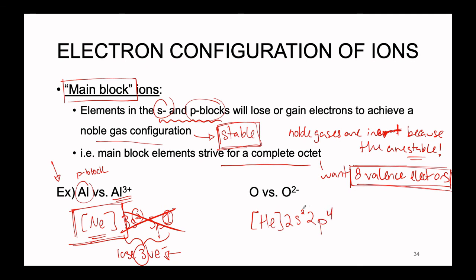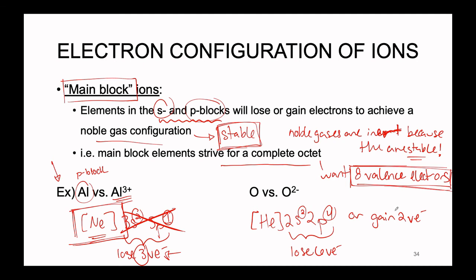So we can see that we have a total of 2 plus 4 equals 6 valence electrons inside of our oxygen. So again, if the goal here, because this is a main block element, it is in the p block, if the goal is to reach a total of 8 valence electrons, we could either lose 6 valence electrons, or we could gain 2 valence electrons, right? Because there are currently 6 electrons here. If we gain 2, that gives us a new total of 8.